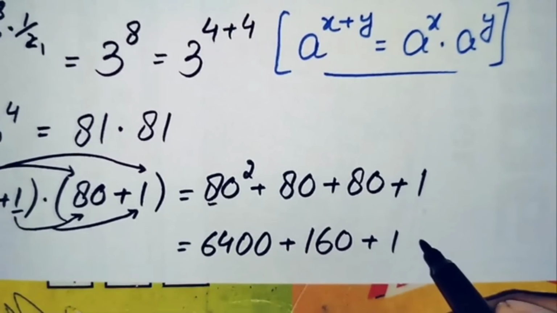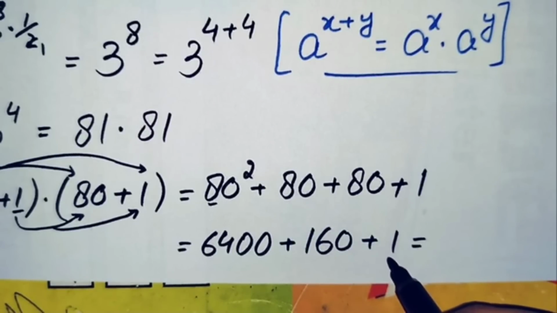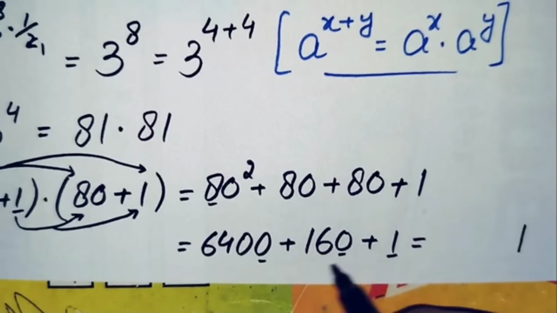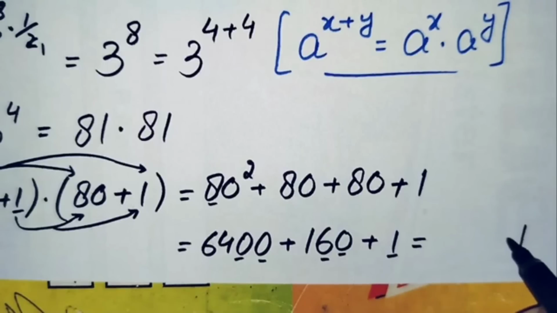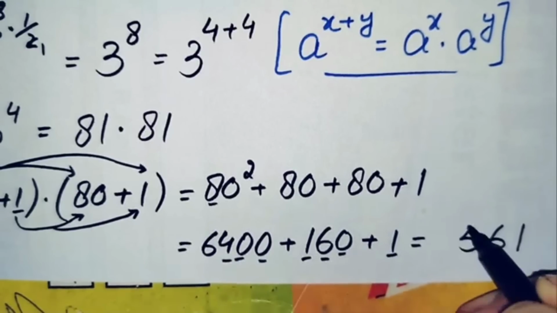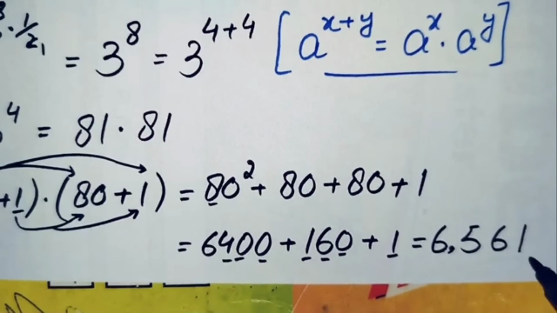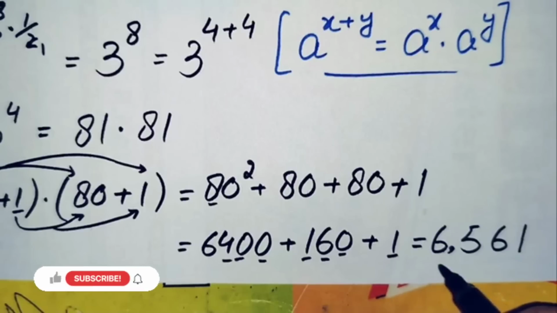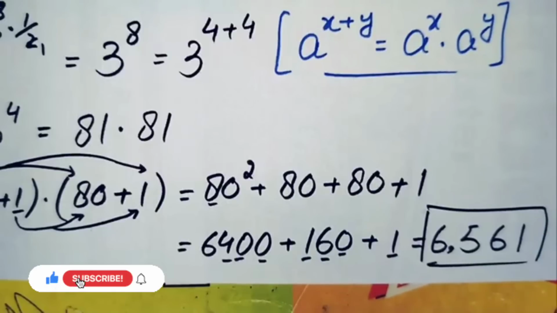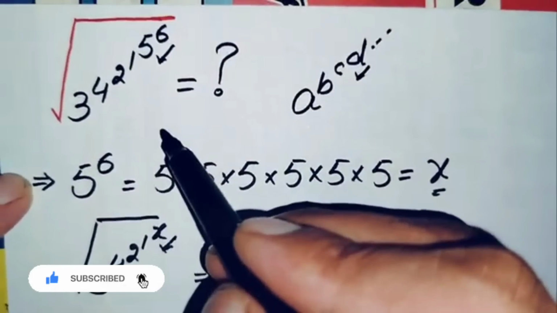Now finally we will add these three numbers and we will find out the answer. Here we will start from the ones position. 1 plus 0 is 1, 6 plus 0 is 6, 1 plus 4 is 5, and 6. So 6561 is our answer, and the value of this interesting square root math problem.